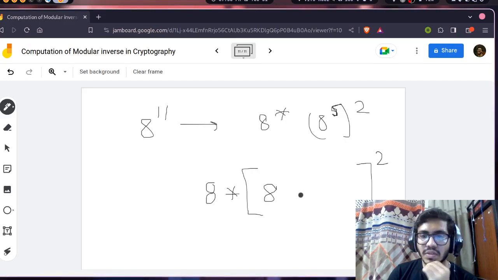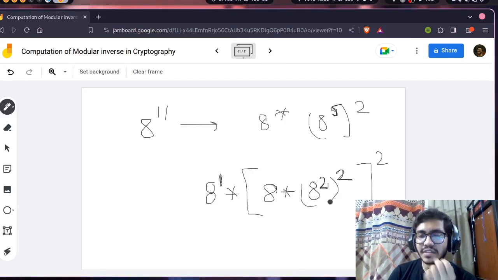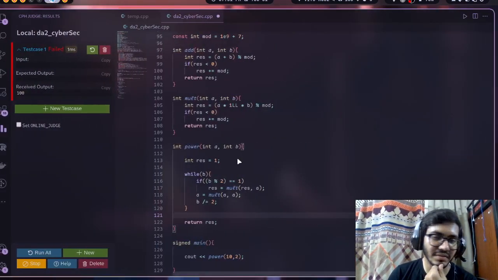Now you'll again do 8 into 8 raised to the power 2 raised to the power 2, right? So this just comes out and it becomes 8 raised to the power 11. If you see, this 8 gives you 10 and this is 1 power, right? So wherever you are getting an odd number power, you multiply the same number to whatever result you are again recursing within. So I'll show you the code, then it will be easy to understand.